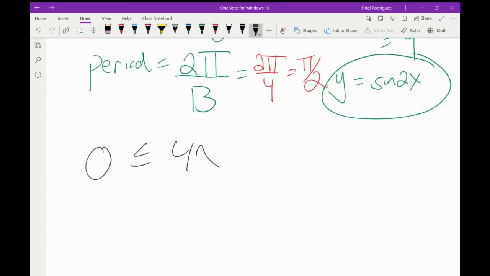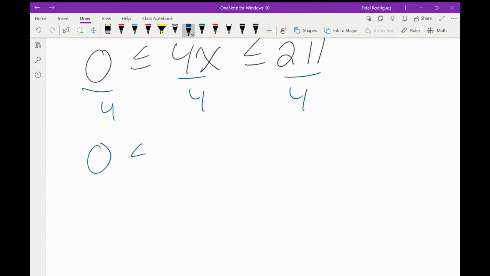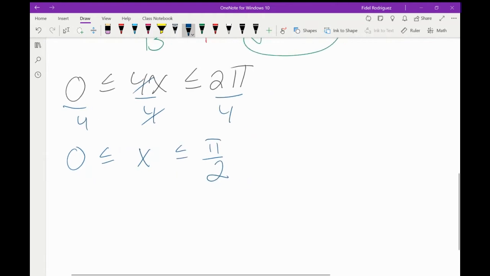Very good. 0 is less than or equal to 4x, which is less than or equal to 2 pi. And then we would come through and divide everything by 4, right? So we can get our numbers. So this is going to be 0 is less than or equal to x, which is less than or equal to pi over 2. Okay.